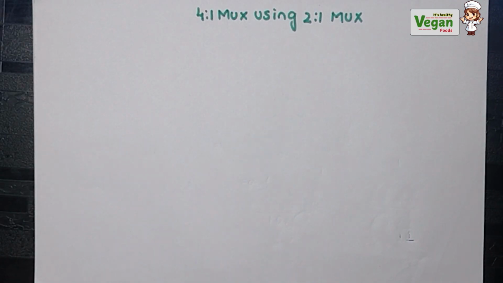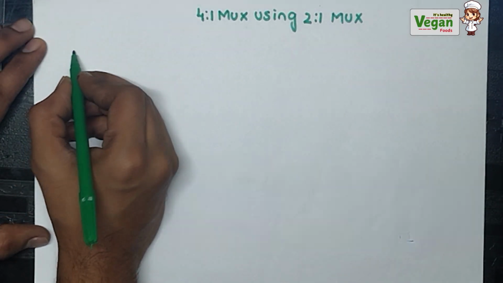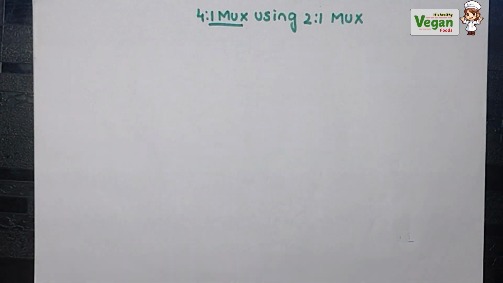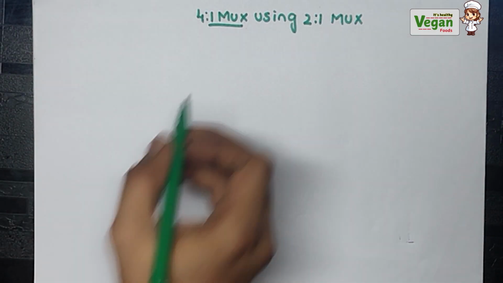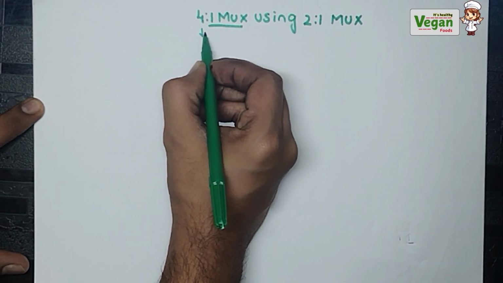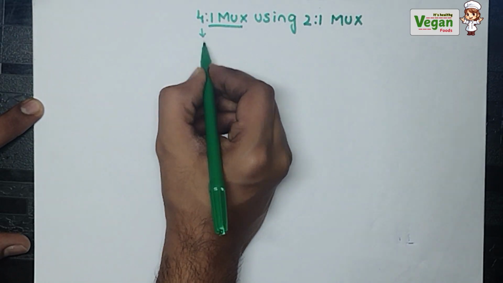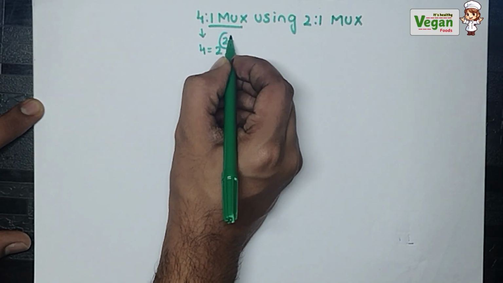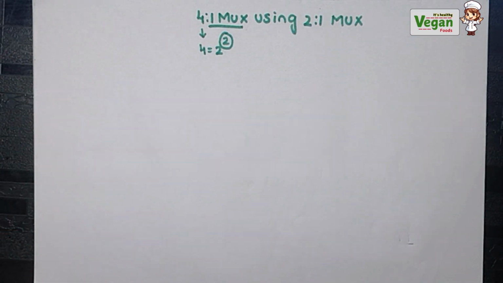So how to write the truth table? There will be 4 inputs but 1 output. In a mux, we select the inputs based on their selective lines. If there are 4 inputs, what will be the number of selective lines? How can you write 4 in powers of 2? 2 power 2. Therefore, we need 2 selective lines.